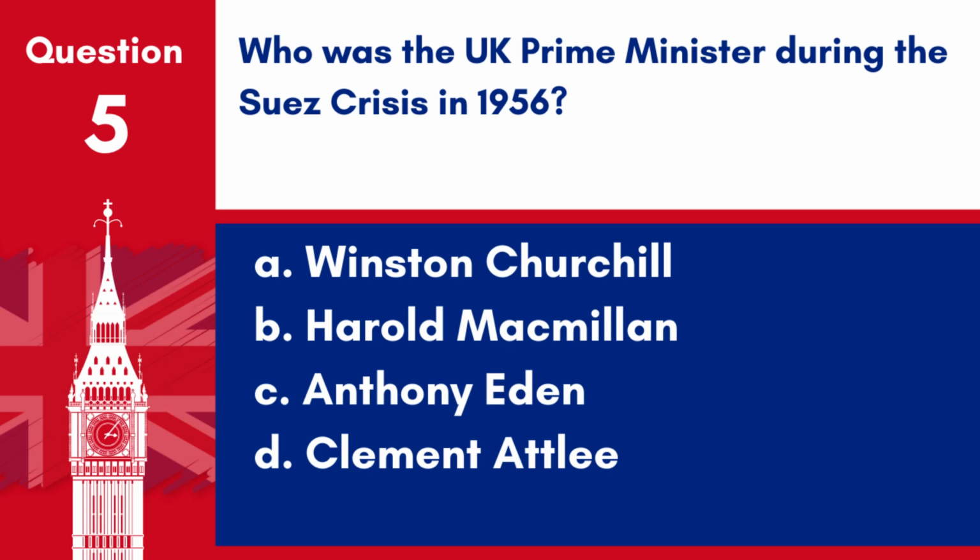Question 5. Who was the UK Prime Minister during the Suez Crisis in 1956? A. Winston Churchill, B. Harold Macmillan, C. Anthony Eden, D. Clement Attlee. Answer: C. Anthony Eden. Anthony Eden was the UK Prime Minister during the Suez Crisis in 1956.